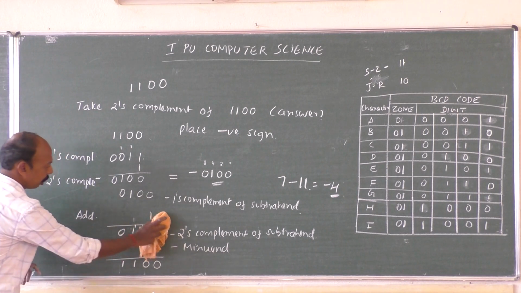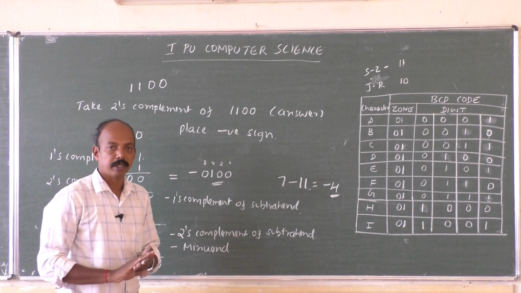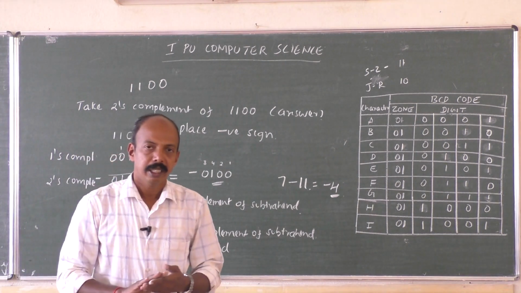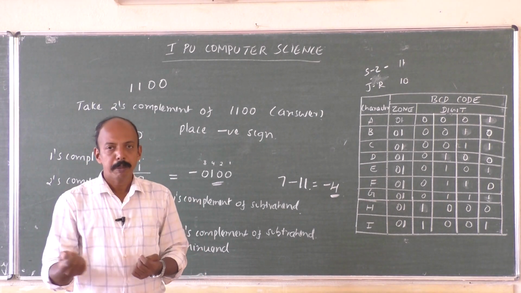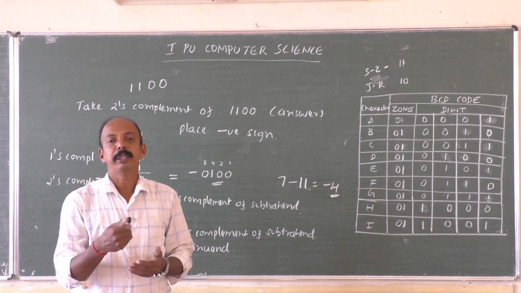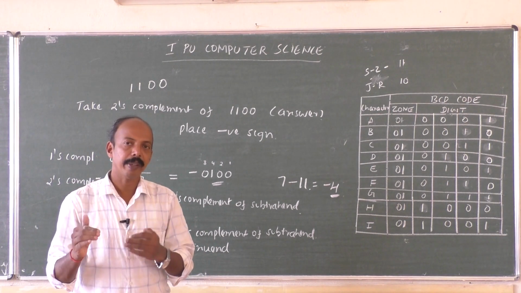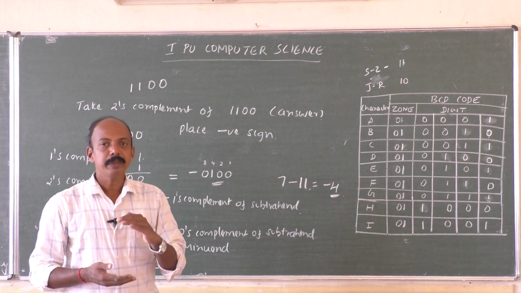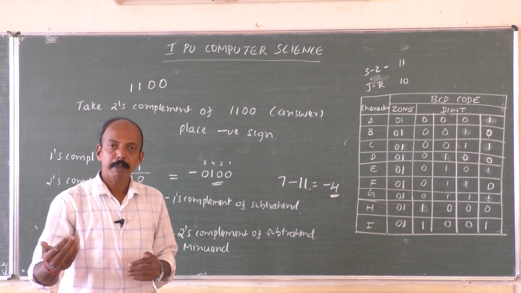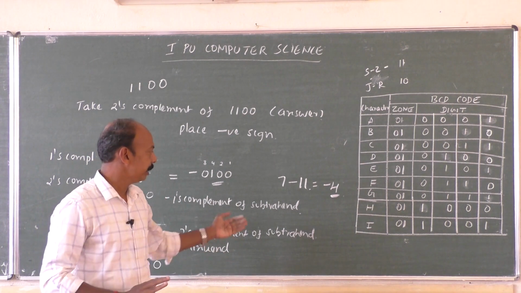Let us just recall, in case of subtracting a larger number from the smaller number, first write the numbers in binary, then take 2's complement of the subtrahend, add it to the minuend. We will get the result. The result will not have any end around carry. So whatever answer we got, take 2's complement of that particular answer and place a negative sign. That will give us the final answer.